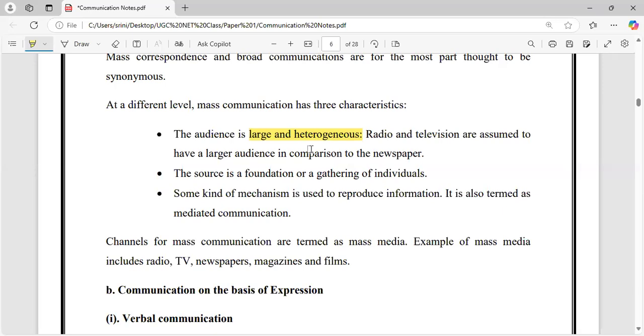Radio and television are assumed to have a larger audience in comparison to the newspaper: radio, television, newspaper, news channels, WhatsApp channels as well, YouTube, Instagram influencers. The source is a foundation or a gathering of individuals. Some kind of mechanism is used to reproduce information. It is also termed as mediated communication. Channels for mass communication are termed as mass media. Examples of mass media include radio, TV, newspapers, magazines, and films.